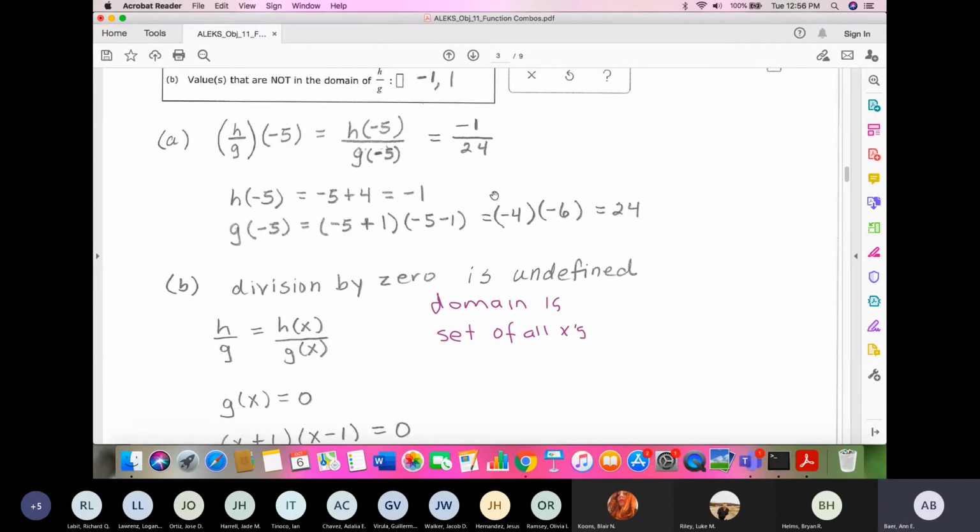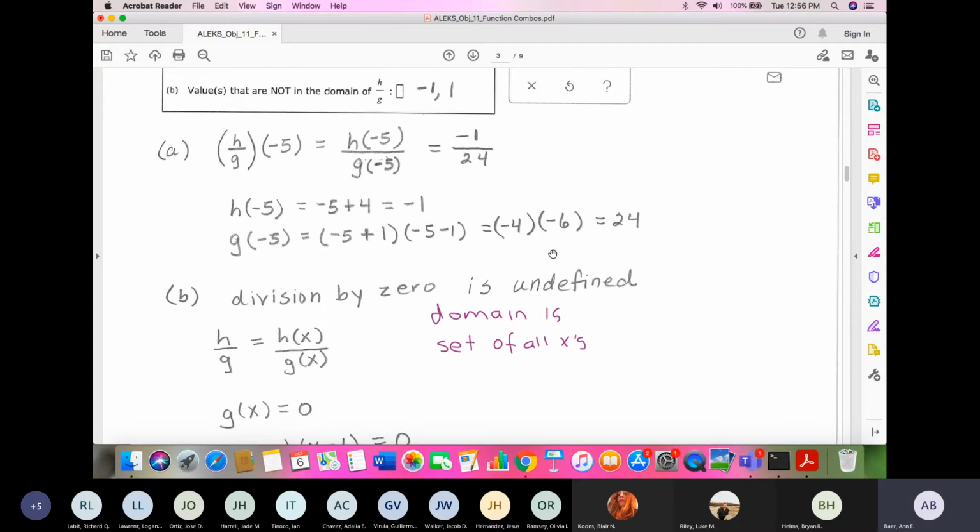We are asked to find the values that are not in the domain. Just to refresh our minds, domain is a set of all x's. Range is a set of all y's. Domain is a set of all x's. So we're looking for the x's that would make the entire denominator 0.